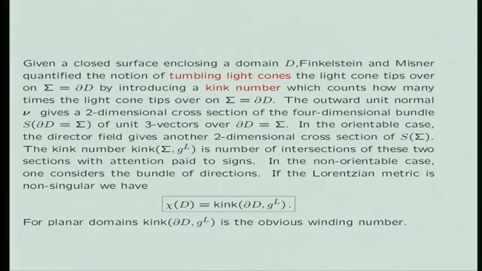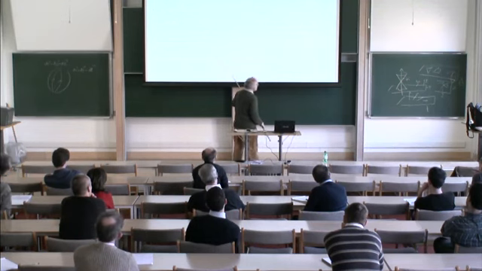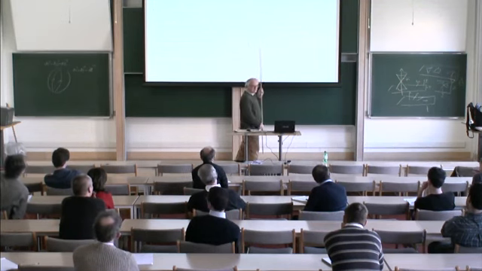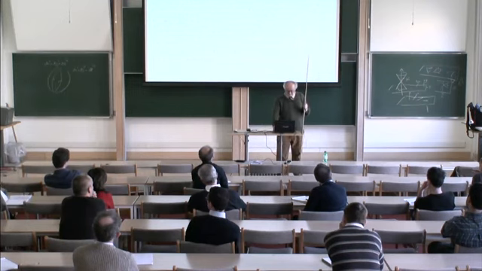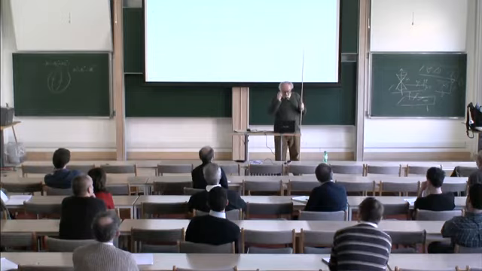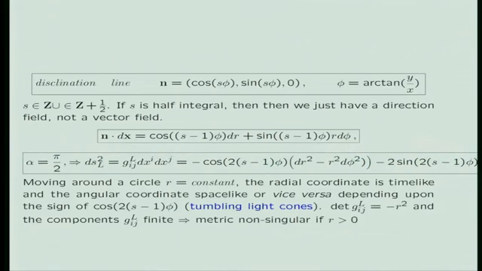Now, of course, if we just talked about planar domains, then this kink is just the standard winding number that's familiar if you have a director field in the plane and you count the number of times the director field rotates as you move around a circle. If there are defects, of course, this relationship will no longer be true, and you'll count the number of defects by the extent to which it's not true. Okay. Well, you can then try to calculate this kink number and observe the tumbling light curves.